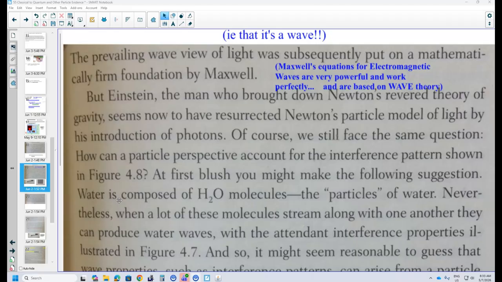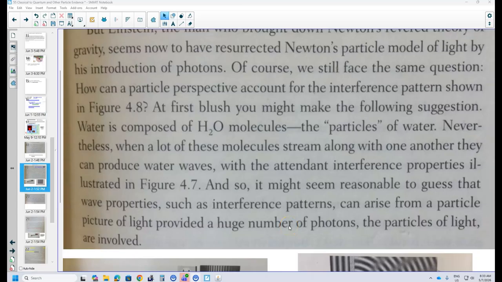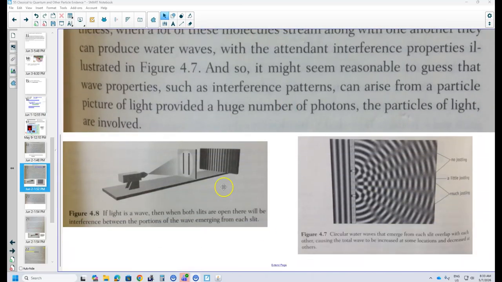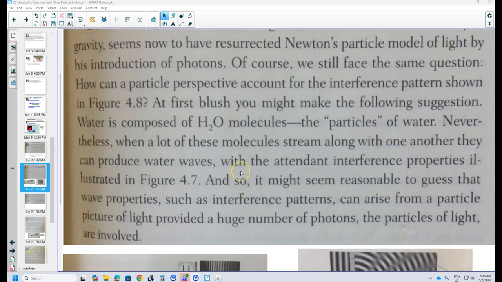Based on wave ideas. Einstein, however, the man who brought down Newton's revered theory of gravity, seems now to have resurrected Newton's particle theory of light by his introduction of photons. Of course, we still face the same question. How can a particle perspective account for the interference pattern shown in figure 4.8 down here? At first blush, you might make the following suggestion. Water is composed of H2O molecules, the particles of water. Nevertheless, when a lot of these molecules stream along with one another, they can produce water waves, with the attendant interference properties illustrated in figure 4.7, right?